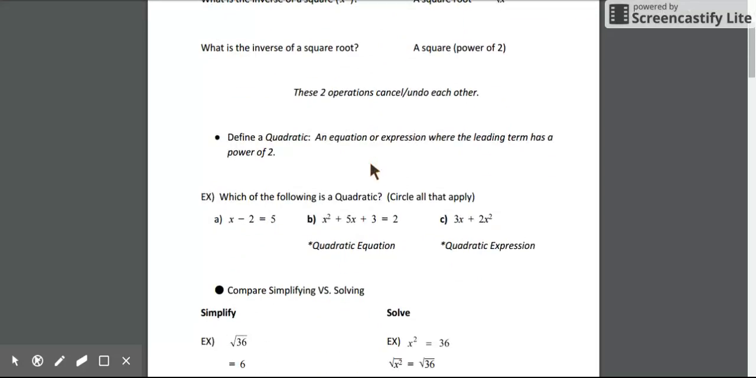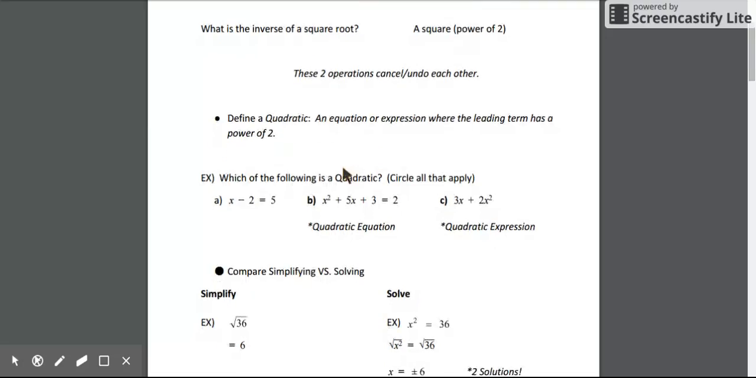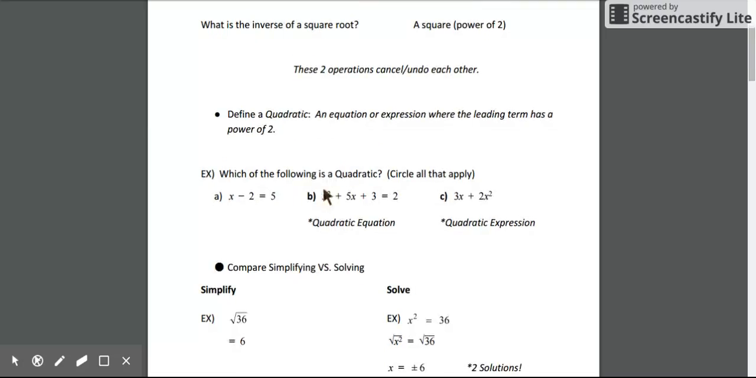Let's talk about what a quadratic is. A quadratic can be an equation or an expression where the leading term has a power of 2. So let's take a look at some visuals. What does that mean? So in the following, we have some examples. Which of the following are quadratics?